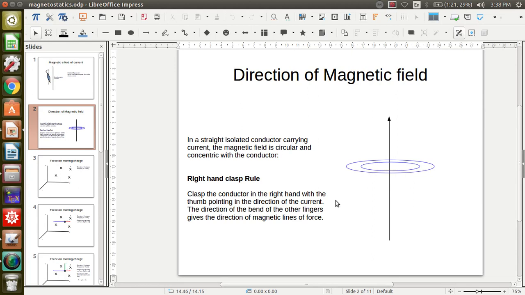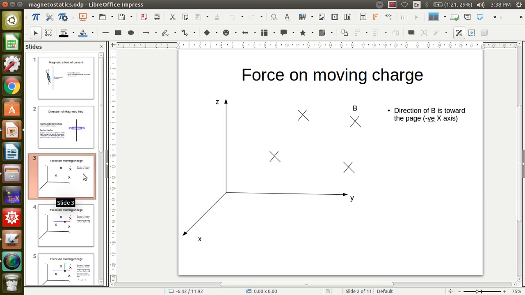Now the next thing is, what will happen if we pass an electron in a magnetic field? Suppose this is a direction of a magnetic field. It is going inward from the screen, which is at the negative x-axis. This is a positive x-axis, so it is moving inward, so it is at the negative x-axis.